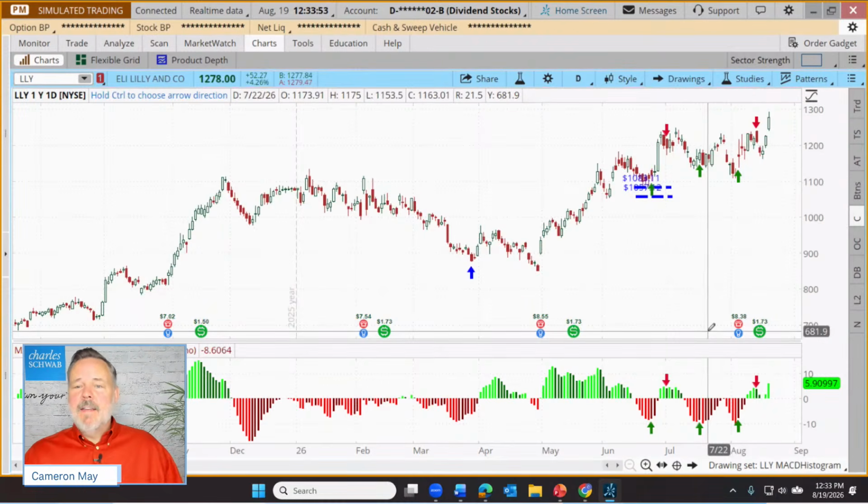All right, so there is tool number 4 that might assist with identifying price floors and price ceilings, highs and lows on a stock chart.